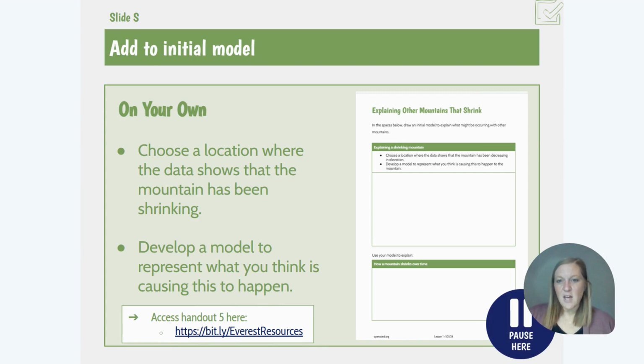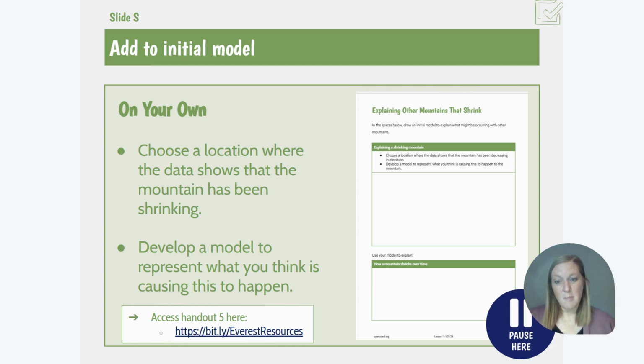Okay, so take a look at the handout pictured here on this slide. So we've developed a model for a mountain that's growing. But now we have found out that some mountains are shrinking. So let's think back to what we have shown that could be causing our mountains to grow. Do we also think that these things could be causing our mountains to shrink, or could it be something else? Take a few minutes, develop a model to represent what is causing a mountain to shrink.